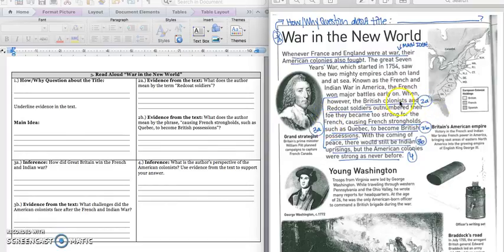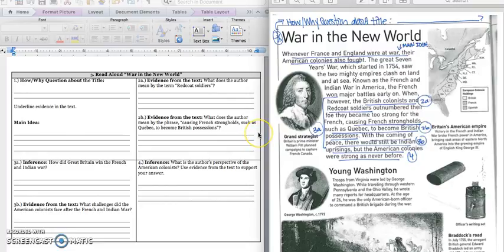So when it says British colonists and redcoat soldiers outnumbered their foe, the French, we know that the redcoat soldiers are the British soldiers. And so in box 2A, we would write, the author is referring to the British soldiers when he says redcoat soldiers. Press pause to write down your answer and play when you're ready for 2B.